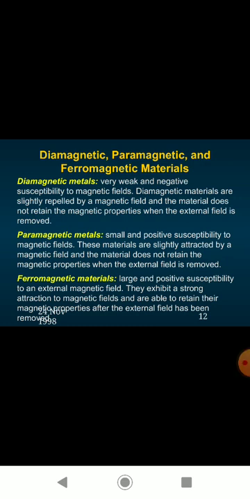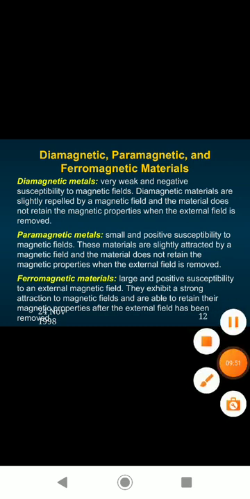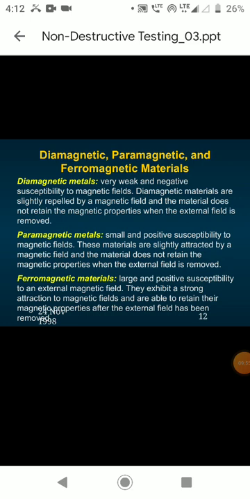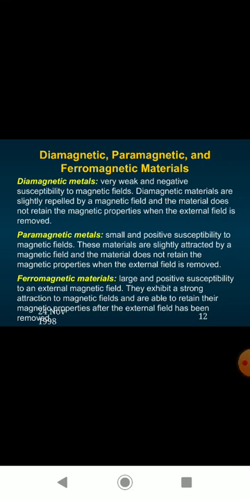Diamagnetic materials have a very weak negative susceptibility to a magnetic field. Diamagnetic materials are slightly repelled by the magnetic field and the material does not retain the magnetic property. Paramagnetic materials have a small and positive susceptibility to a magnetic field, and these materials are slightly attracted by a magnetic field, and the material does not retain the magnetic properties when the external field is removed.